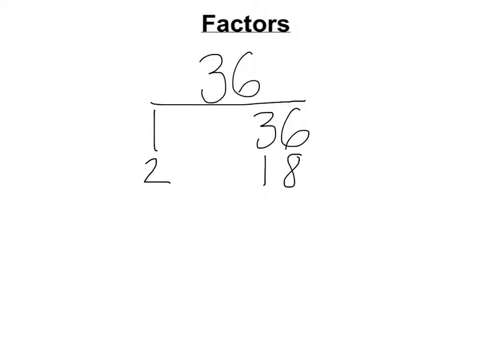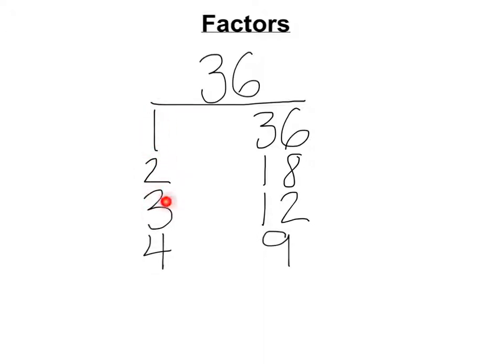Keep moving. 1, 2, 3. 3 obviously goes into 36. We know that 3 goes into 3. We know that 3 goes into 6. So obviously it's got to go into 36. Well, 3 goes into 3 once. 3 goes into 6 twice. It's 12. Keep counting. 1, 2, 3, 4. Hopefully we've all got it memorized that 4 does go into 36, and it's 4 times 9.